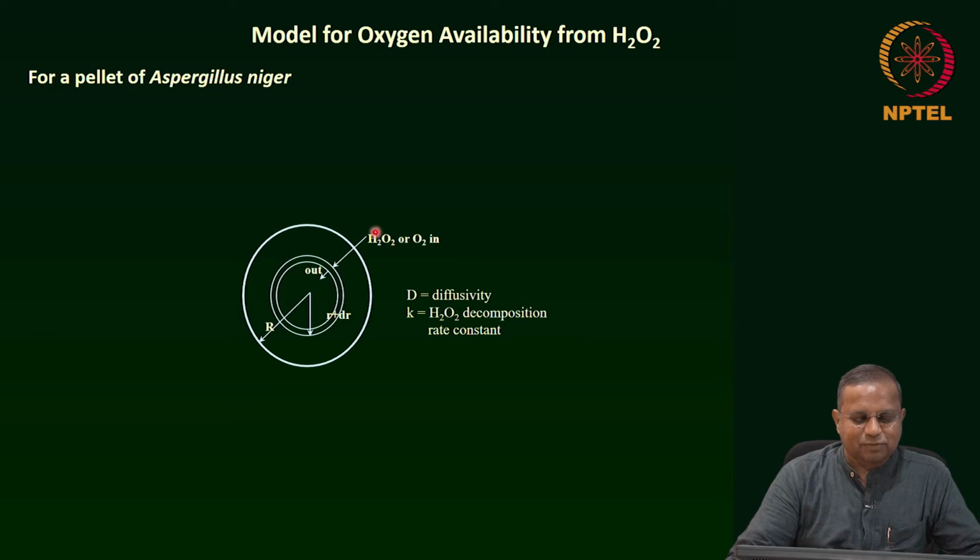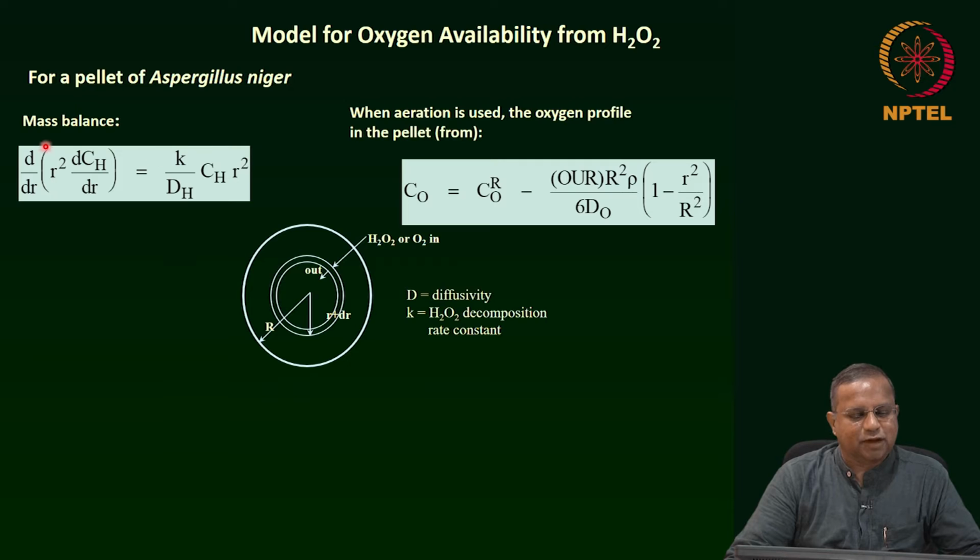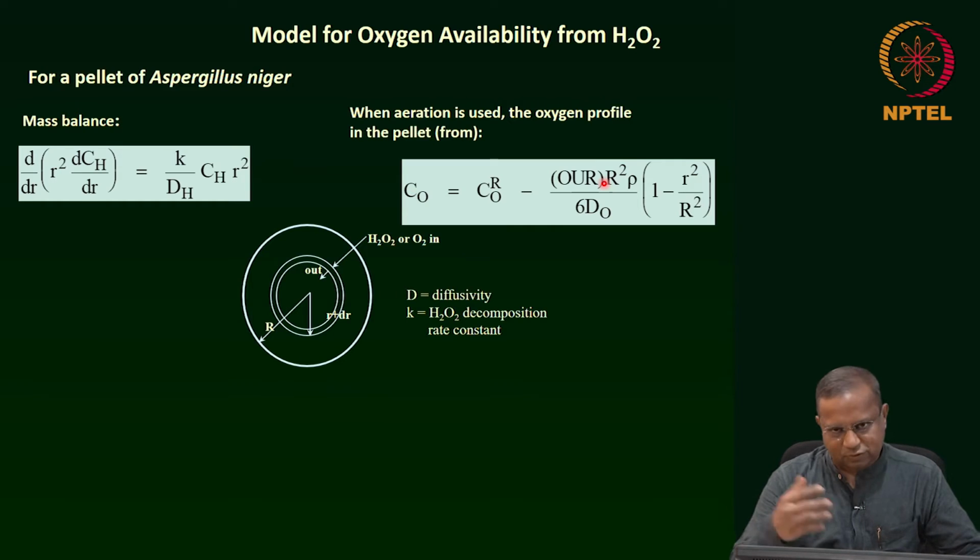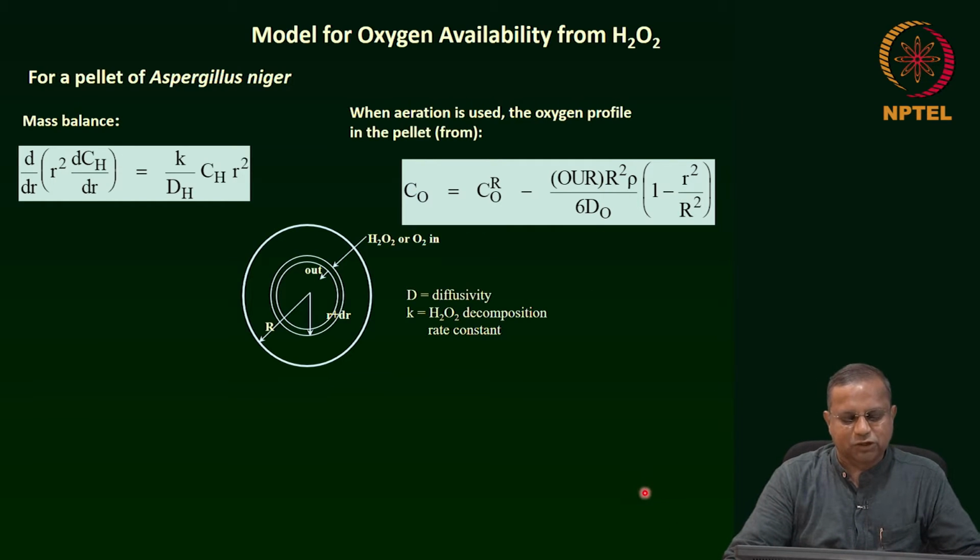Okay. So, hydrogen peroxide or oxygen is coming in from the outside to the inside, right. D is the diffusivity and K is the hydrogen peroxide decomposition rate constant. You do a mass balance when such a situation arises with hydrogen peroxide. This is what remains from the balance. You could either do a shell balance or use the equation appropriately. And here, when aeration is used, the oxygen profile directly comes from the solution of the balance equation.